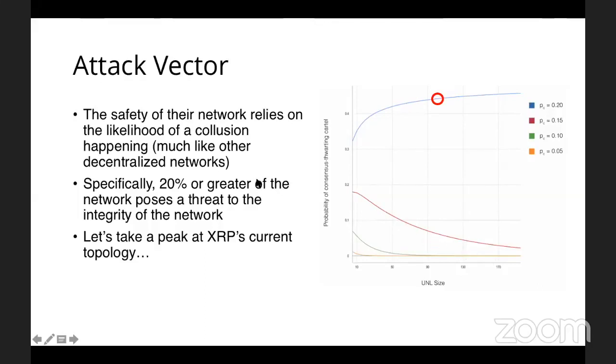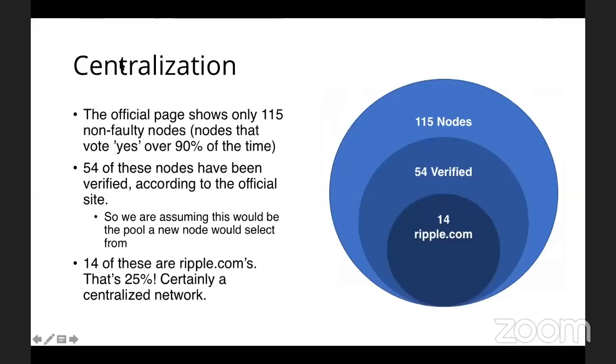So I took this idea directly from the protocol white paper that they have, and I compared it up to the topology of the network that's going on right now. And the official page shows only 115 non-faulty nodes. I made my threshold voting yes over 90% of the time, because anything after that were just people spinning up nodes just to do it, or looked like sources that couldn't necessarily be trusted. So we have 115 of these nodes that we can say have a high uptime. They're relied on by the network. They're actually used nodes that are participating in consensus.